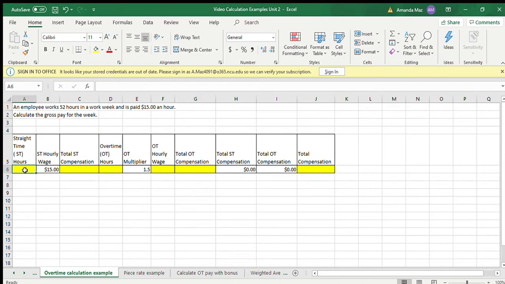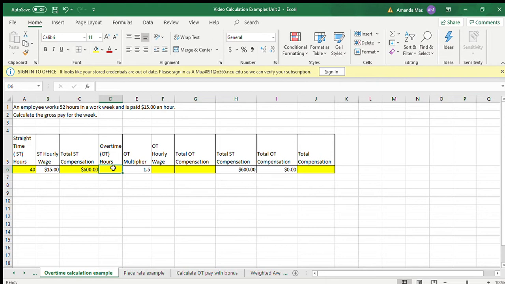So straight time hours are just regular hours worked. So we know that he worked 40 hours and he's paid a straight time hourly wage of $15 an hour. So let's go ahead and multiply his regular hours by his hourly wage, and we get $600 for total straight time compensation.